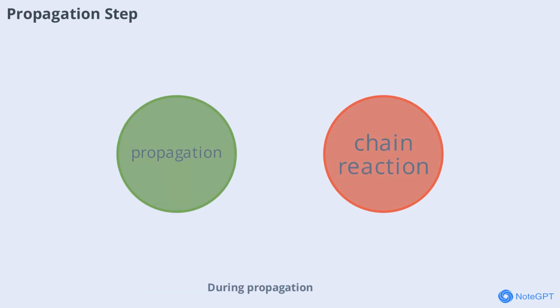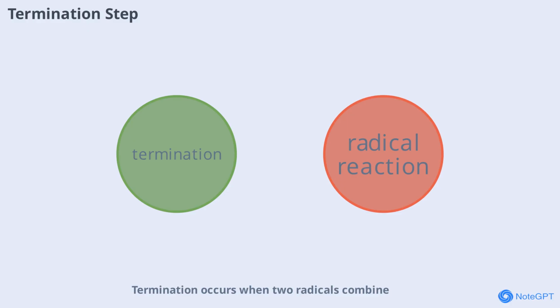During propagation, the radical formed in initiation reacts with another molecule, creating a new radical. This process repeats, allowing the reaction to continue and build up products. Propagation is the heart of the chain reaction, driving it forward. Termination occurs when 2 radicals combine, forming a stable molecule and ending the chain reaction. This step is important for controlling the extent of the reaction and preventing runaway processes. Termination ensures that radical reactions don't go on indefinitely.